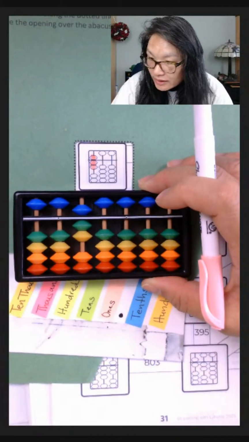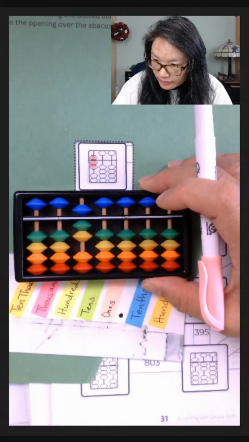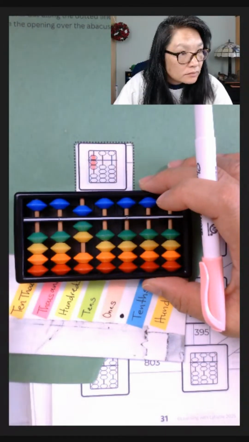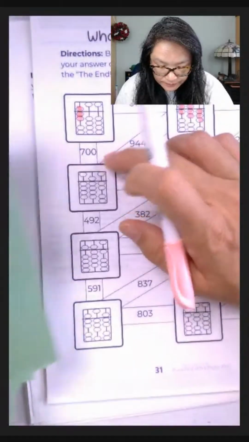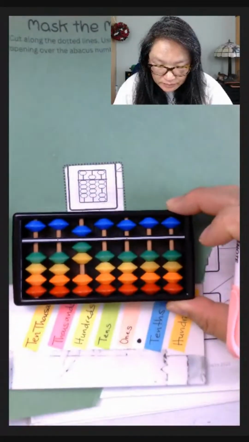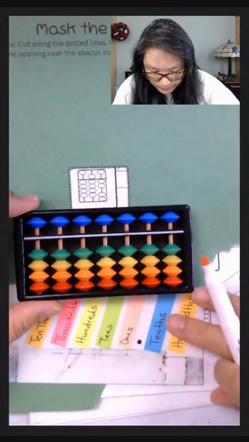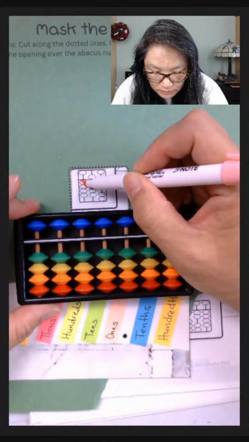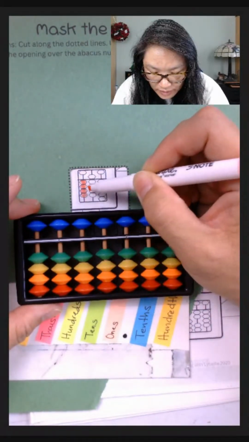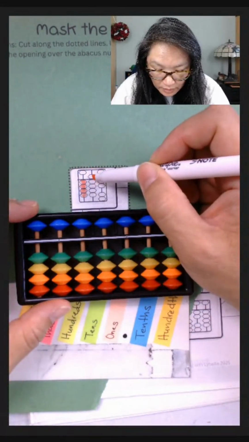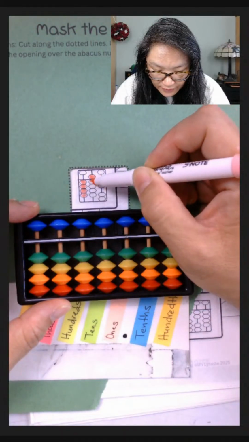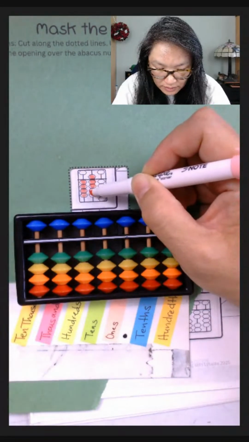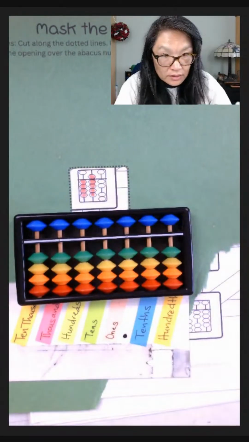So 700 takes me to here. And then I have this number. If I have my hundreds, 1, 2, 3, 4. And then I have tens, 5, 6, 7, 8, right?